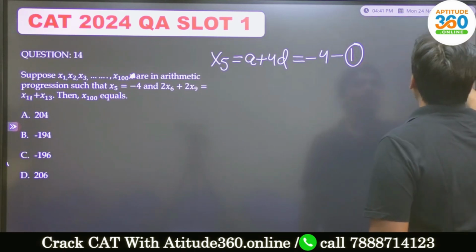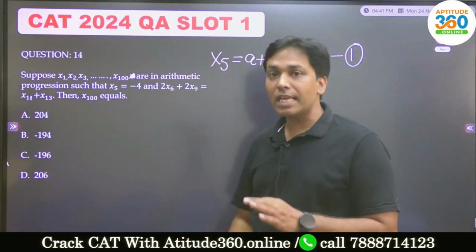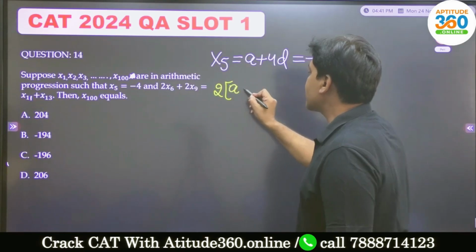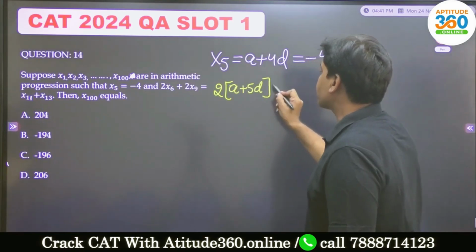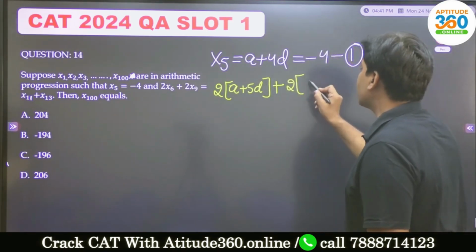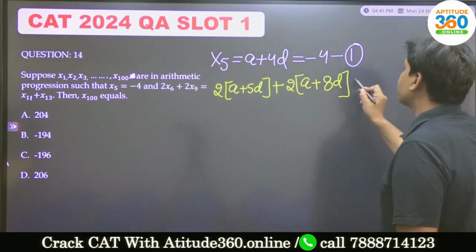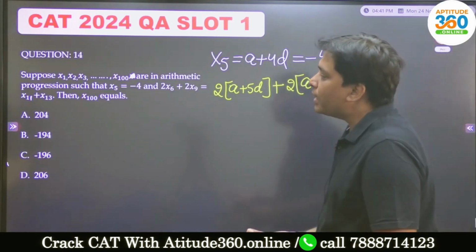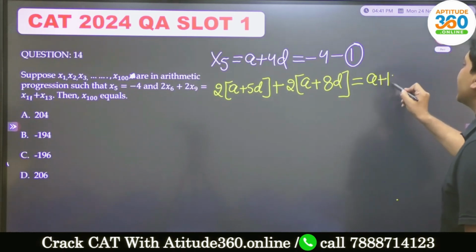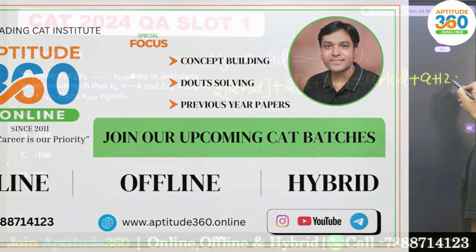Now let us read the other thing. So twice of the sixth term, a plus 5 times d. And then twice of the ninth term, a plus 8 times d, right? And that is given to you as the sum of the 11th term and the 13th term. So the 11th term is going to be a plus 10d, and the 13th term is going to be a plus 12d.